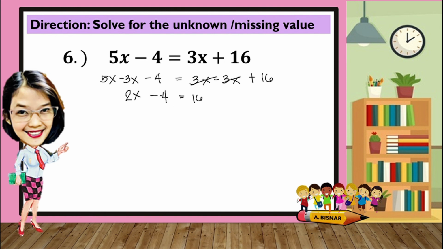Again, you have to use the addition and subtraction property of equality. Since you have minus 4, then you have to add 4. So you will have 2x plus 4 minus 4 is equal to 16 plus 4. Again, you have to add because this is subtraction. So this is already 0. What's left? You have 2x is equal to 20. And divide both sides by 2. x will be 10.